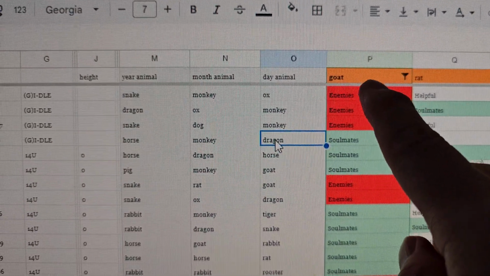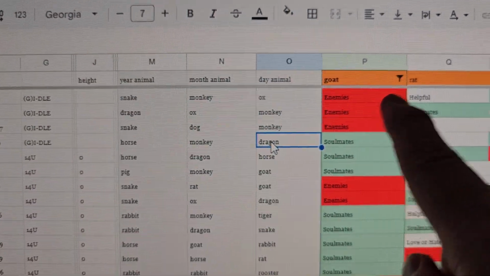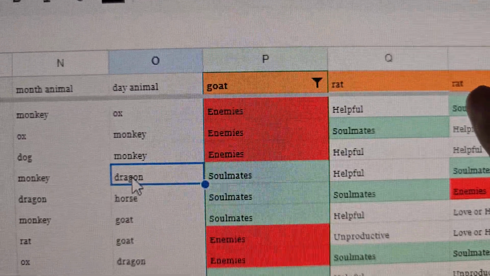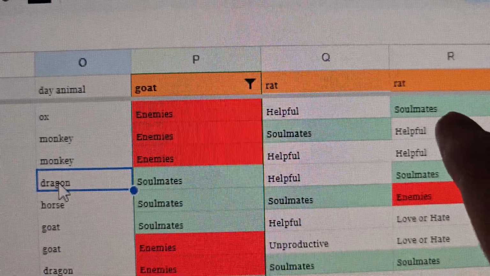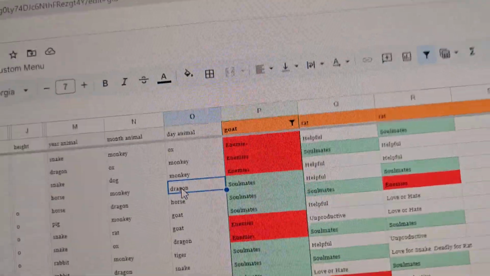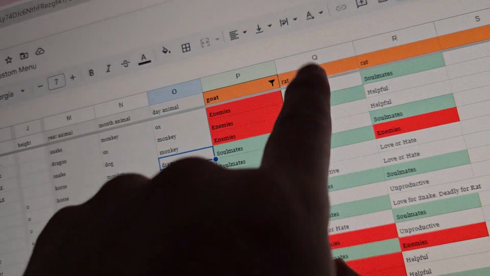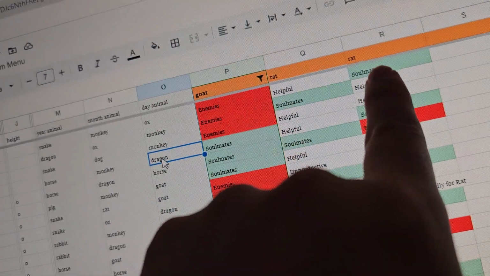How does a goat compare to a snake? Bad. How does a rat compare to a monkey? Helpful. How does a rat compare to an ox? Soulmates. So what we're doing here is comparing this entry to this, and this entry to this.